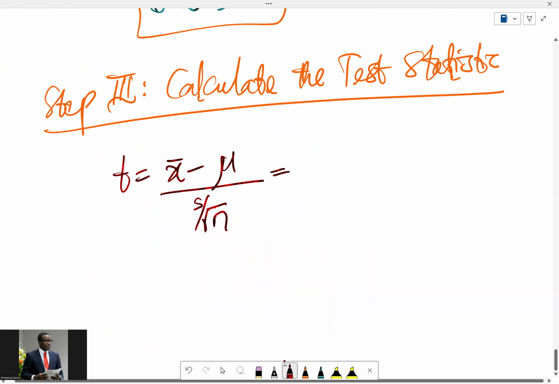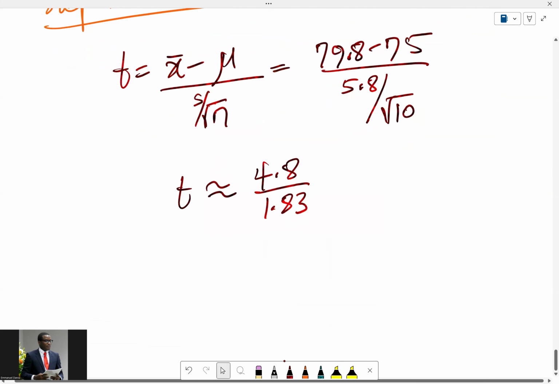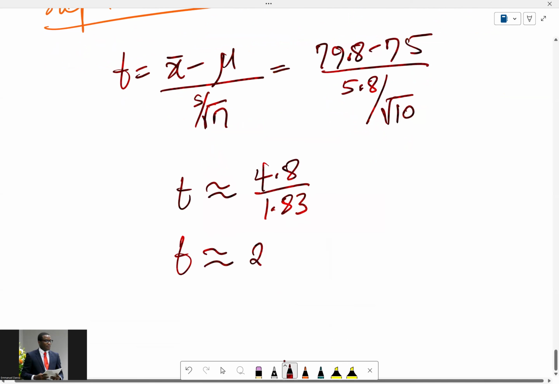So that would be 79.8 minus 75 over 5.8, which is the sample standard deviation, divided by square root of 10. So that T now will be approximately, when you subtract that, you have 4.8 divided by 5.8 over square root of 10, which should be something like 1.83. So that T finally is approximately 2.62. So this is our test statistic.